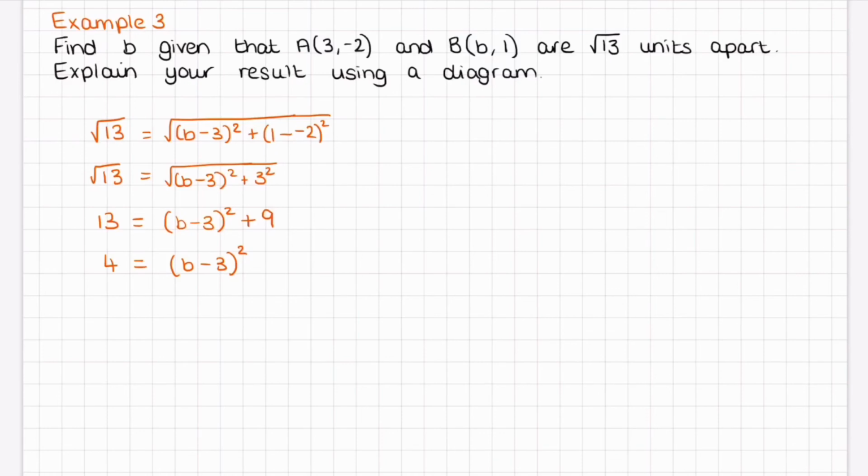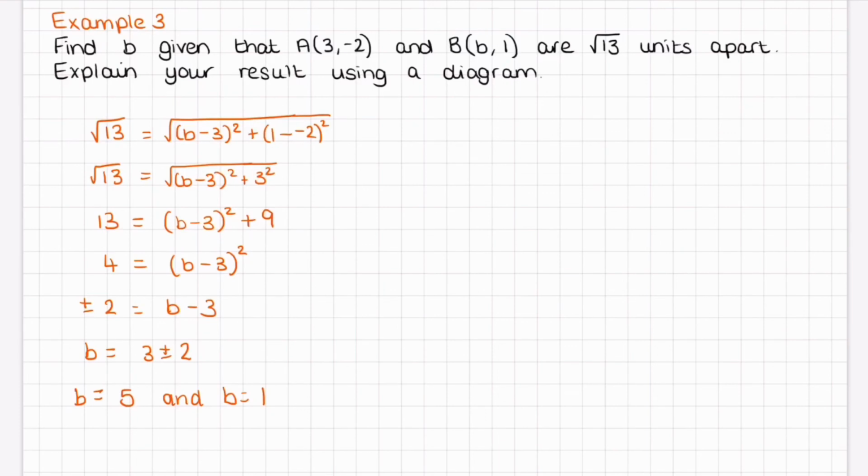Taking the square root of 4 means we could have had plus or minus 2 equals b minus 3. I reckon the majority of you forgot to put the plus or minus. That means to get b, it is going to equal 3, plus or minus 2. Which means we're actually going to have two answers. We could have b as 5, and b also equals 3 minus 2, which is 1. Now you're probably wondering, why are there two answers? And this is why the question says explain your result using a diagram.